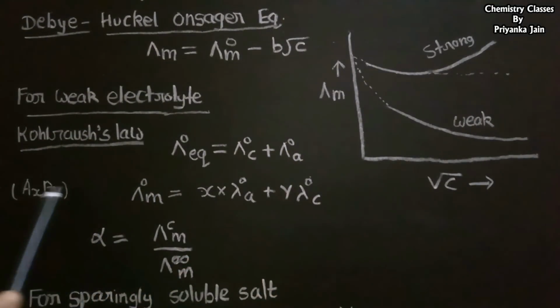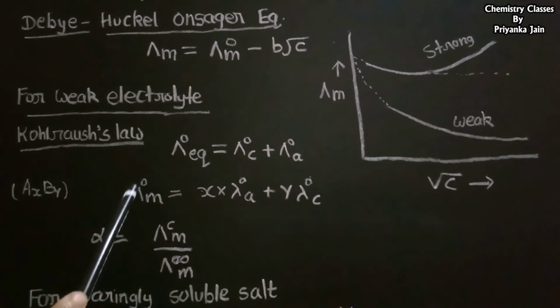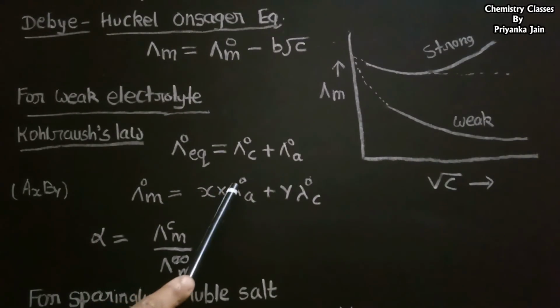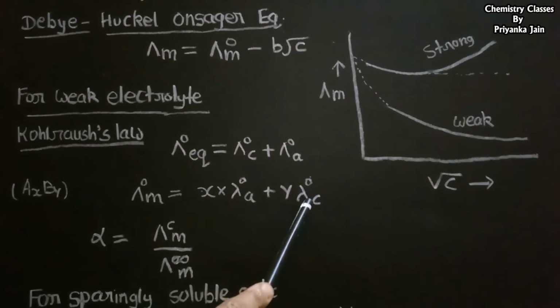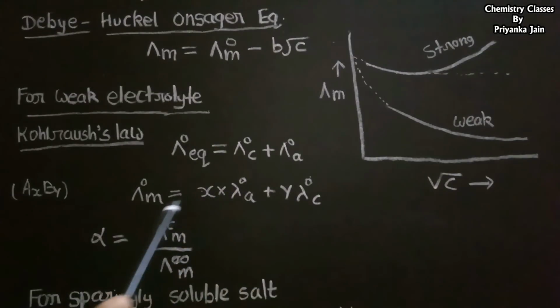In the case of an electrolyte of the type AxBy, the limiting molar conductance is equal to x times lambda naught of A, the conductance of the anions, plus y times lambda naught of C, the molar conductance of the cations. Okay. There are several applications of Kohlrausch's law.